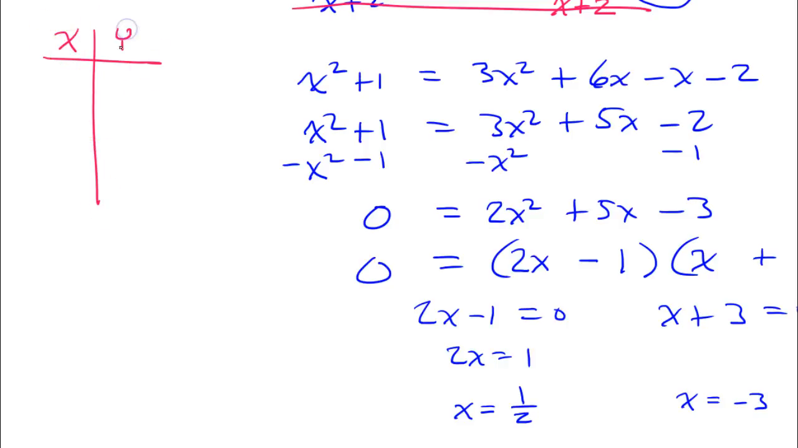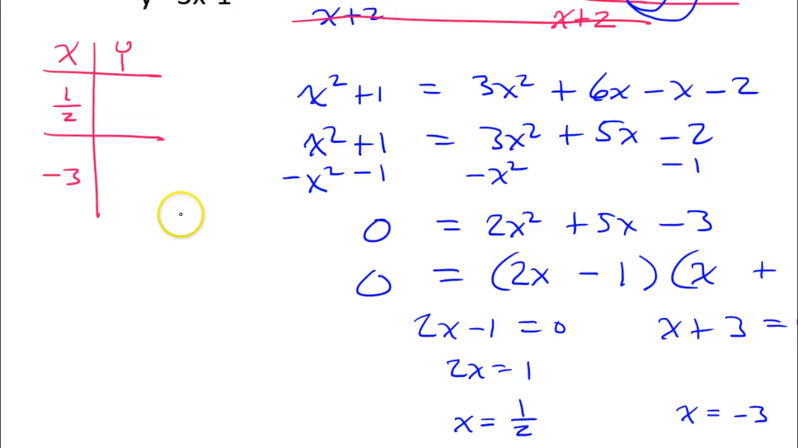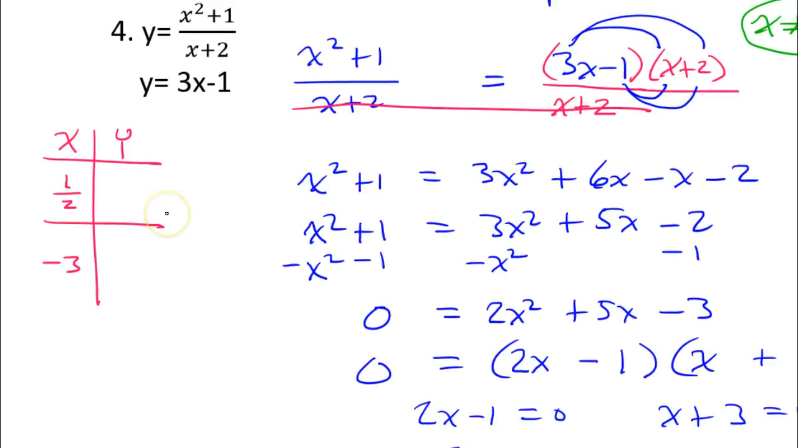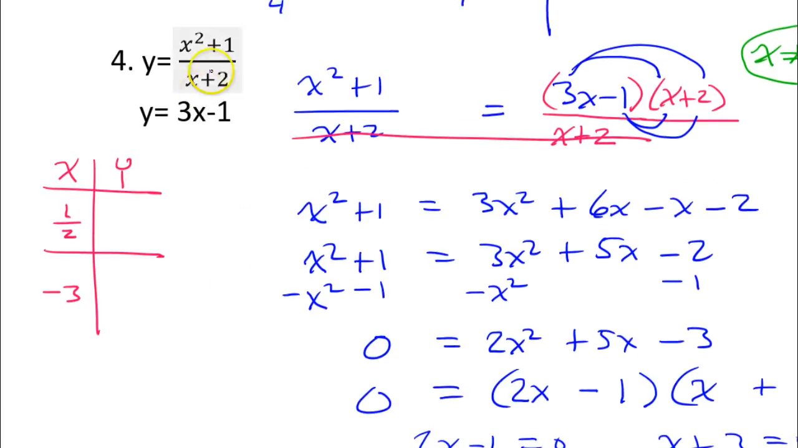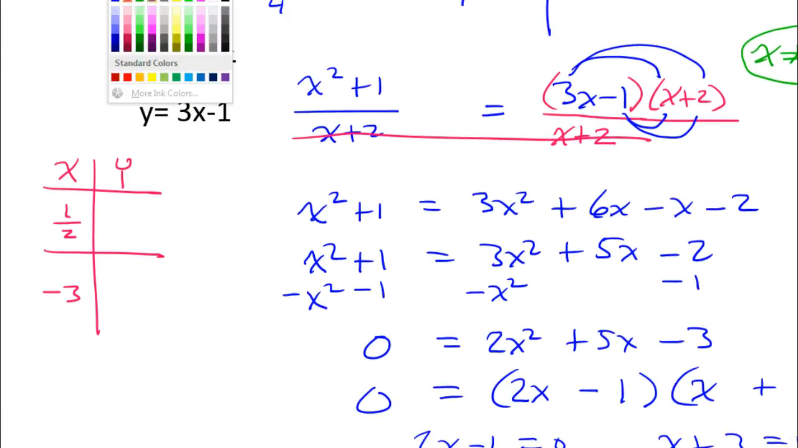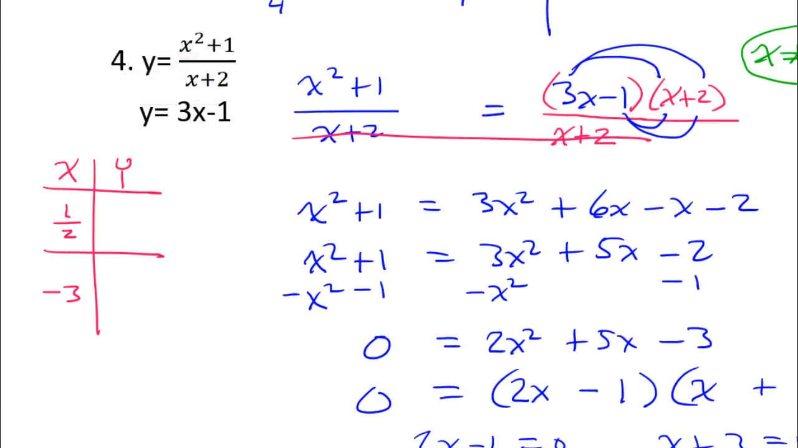Alright, so I always like to make a t-chart out of it. So we have these two x values. We have 1/2 and we have negative 3. Okay, we need to find the y values that go with these x values. Easiest thing to do is to just pick one of these equations and use it to find the y values. I'm going to use this one. It seems simpler. Y equals 3x minus 1.